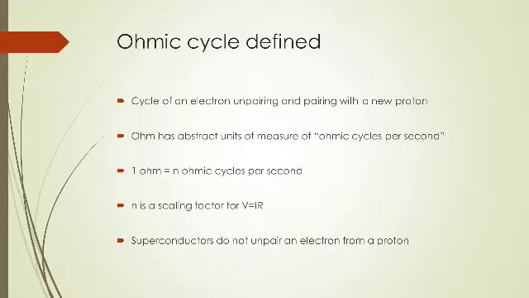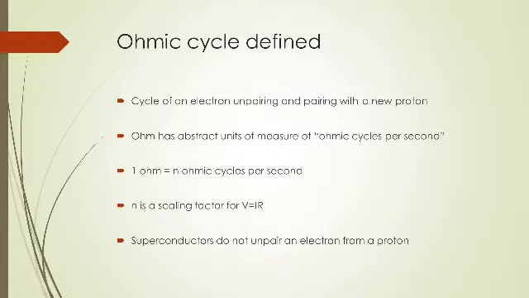Now, an ohmic cycle, everyone's familiar with resistance and how many ohms there are in a resistor. And a cycle is when an electron gets unpaired and then paired up with a new proton. So the ohm has abstract units of measure called cycles per second. Frequency, ohmic cycles per second. So 1 ohm is equal to n ohmic cycles per second, where n is the scaling factor so that voltage equals IR.